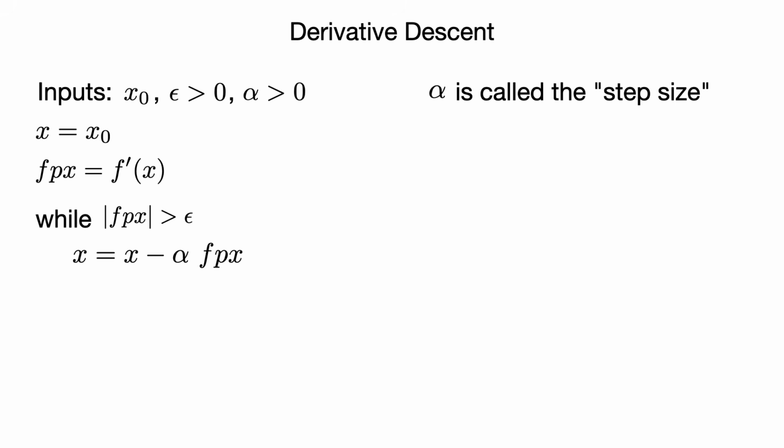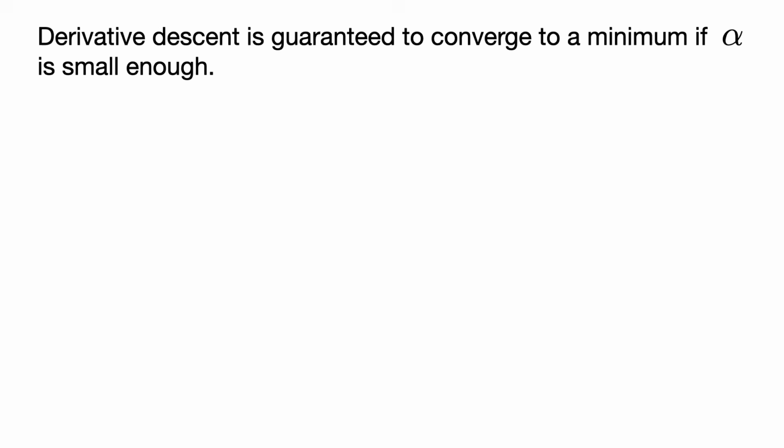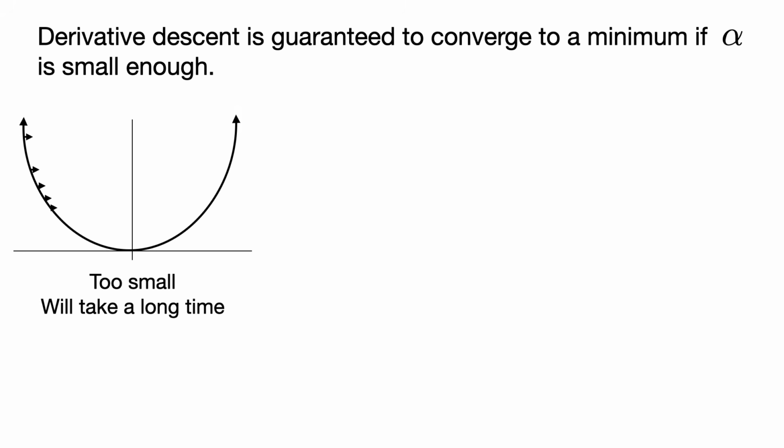The iteration is just what I showed you a moment ago. You take your current point and you subtract alpha times the derivative. That becomes our new point. And then we evaluate the derivative at our new point. That's the complete iteration for derivative descent. Derivative descent is guaranteed to converge to a minimum if alpha is small enough.